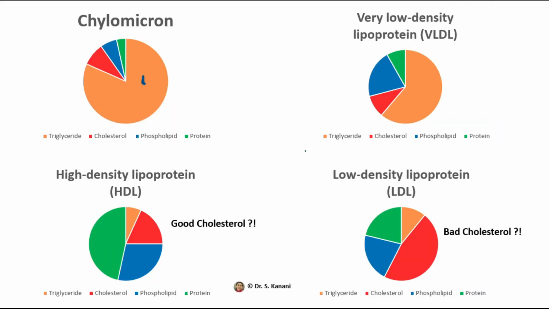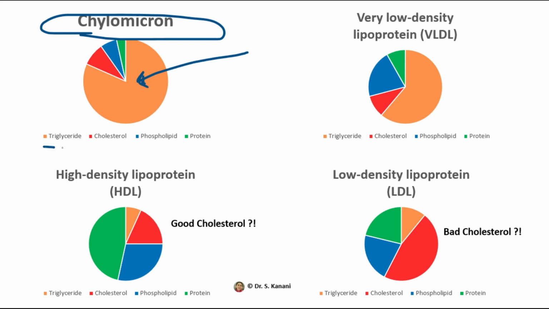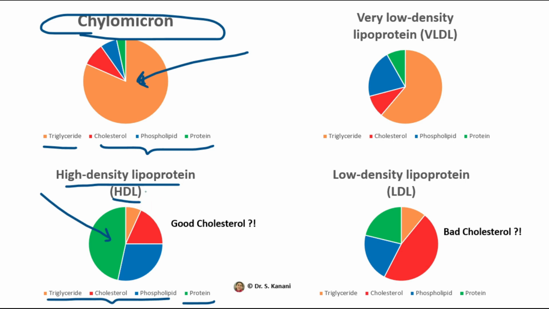We have 4 major lipoproteins in our body. The largest one is chylomicron, which forms in the cells that line our small intestine. As you can see, in chylomicron we have the highest proportion of triglyceride to the other 3 components. The heaviest of these lipoproteins would be high density lipoprotein, simply because this is the one that has the highest proportion of protein to the other 3 components.